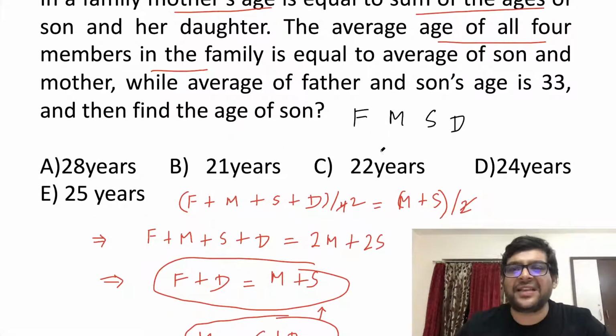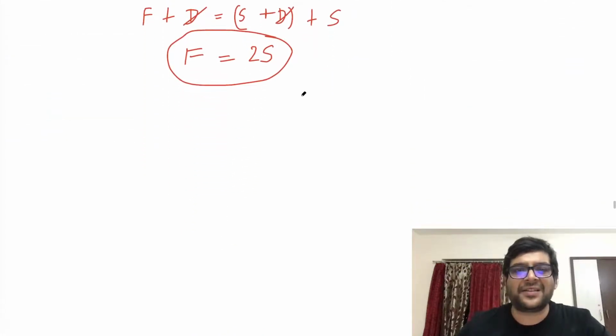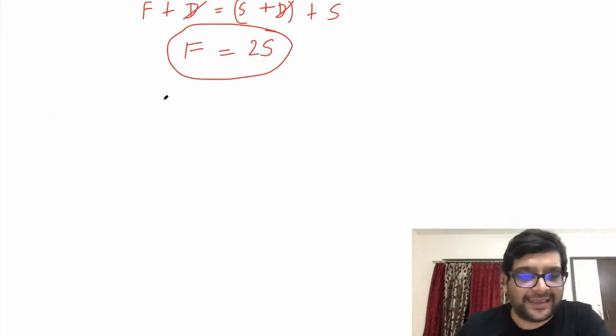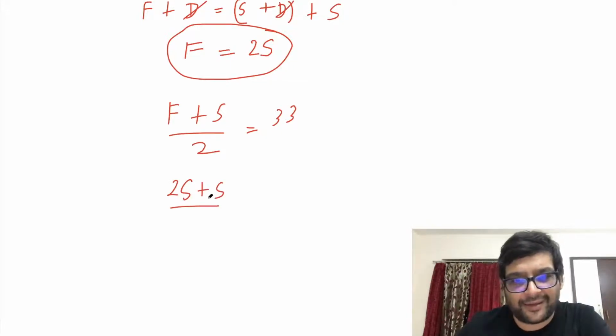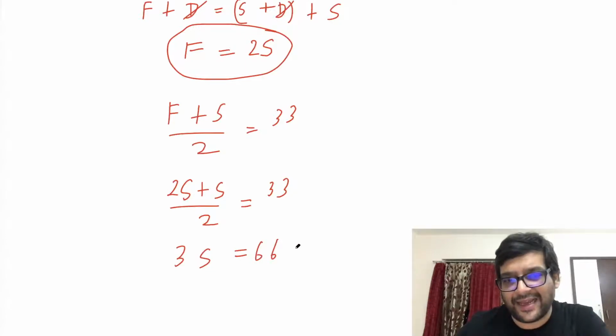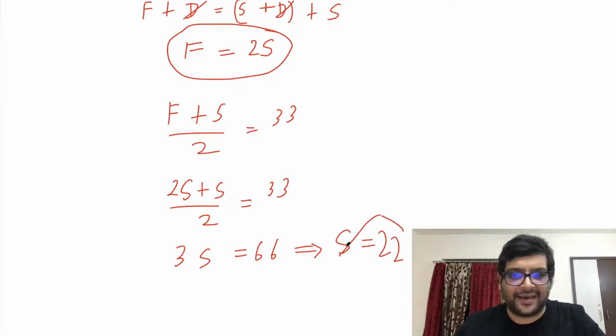Then the average age of the father and son is 33, which means father plus son divided by 2 is 33, which means twice of son, because that is father, plus son divided by 2 is 33. So 3 times son is 66, or I get the value for the age of son as 22.